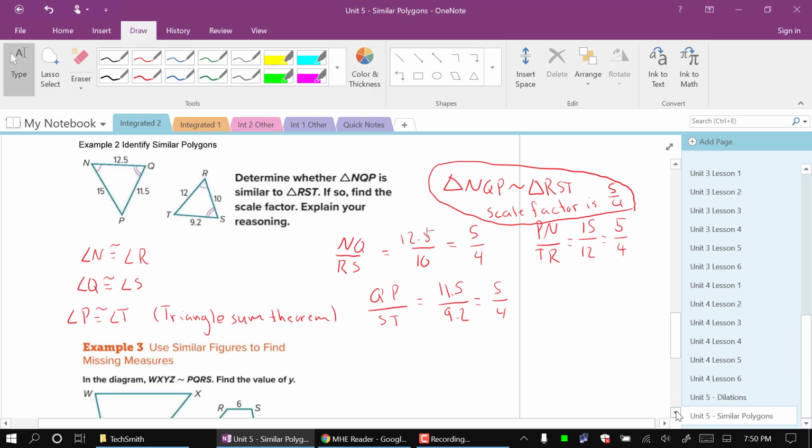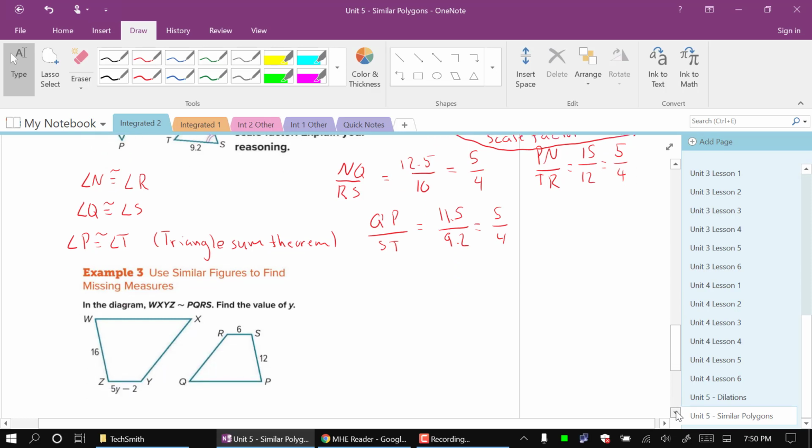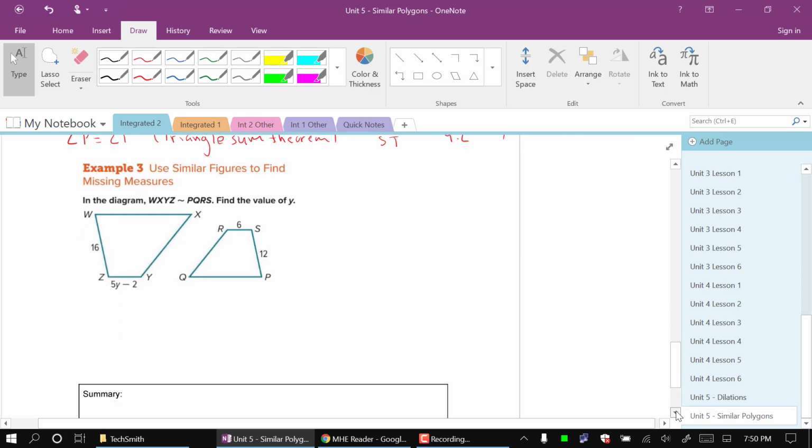Let's take a look at example 3. Use similar figures to find the missing length. This time, we want to solve for a missing length. We know that the two figures are similar to each other. So we want to solve for what? I have that WZ corresponds with PS, and I get that from here: WZ, PS.